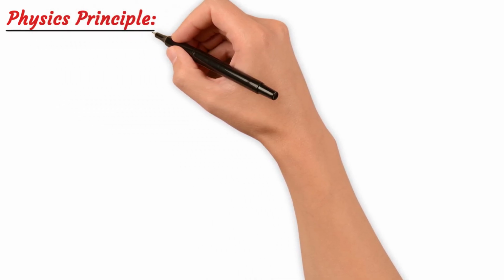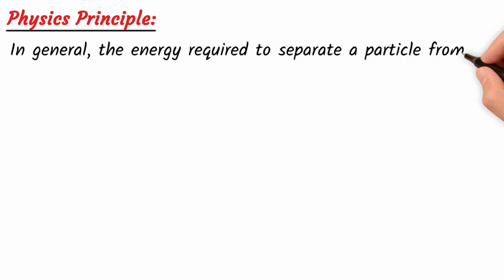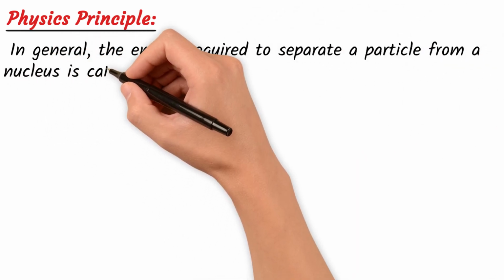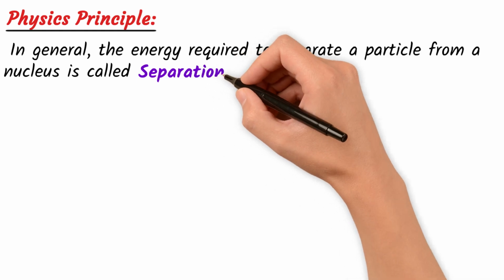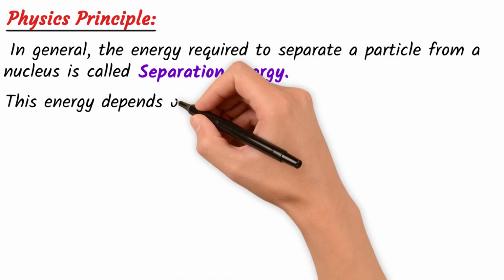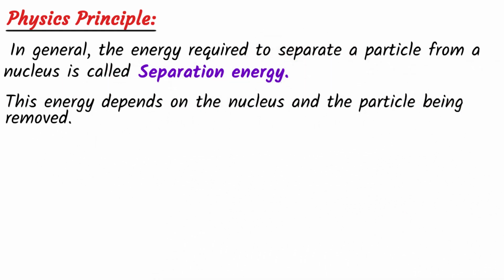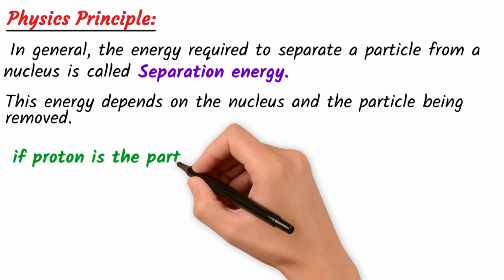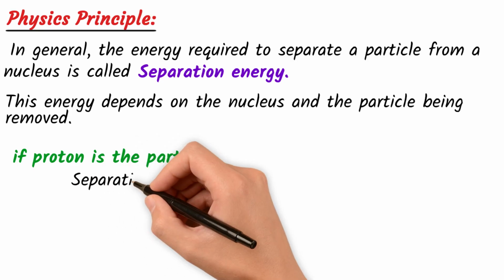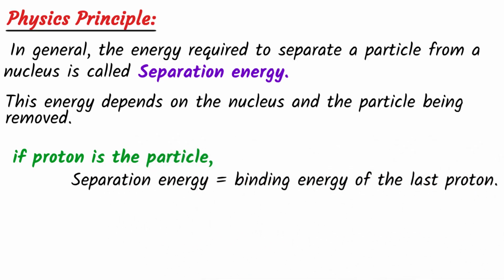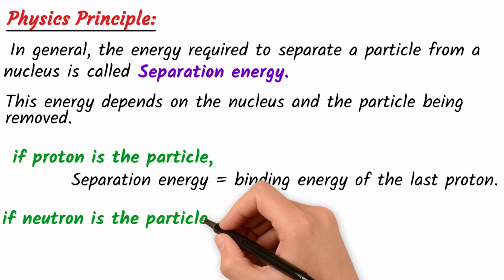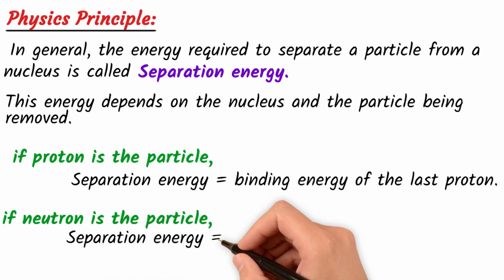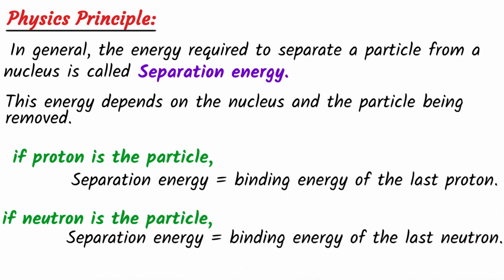Let's look at the physics principle that is guiding this problem. Generally speaking, the energy that is needed to separate a particle from the nucleus is known as separation energy. This energy depends on the type of nucleus we are considering and whether the particle is a proton or a neutron. If it is a proton, then the separation energy is called the binding energy of the last proton. And if the particle is a neutron, the separation energy is called the binding energy of the last neutron.